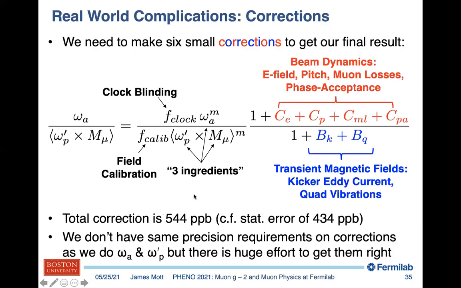So we don't have to get anywhere near the same precision on these, right? We don't have to know these at the ppb level. Even if you just knew them to kind of 10%, then your uncertainty is going to be much, much smaller than anything we'd care about. That said, there's a huge effort to get them right, and it is where a large part of the collaboration's work goes, but I just don't have time to tell you about it today.